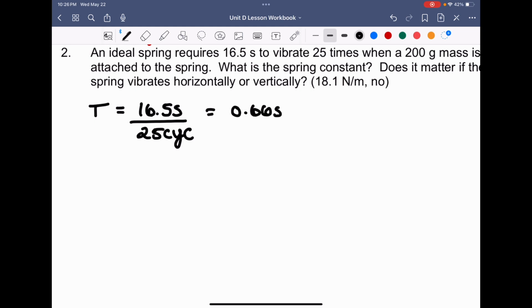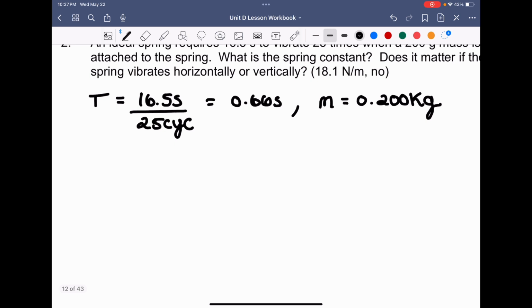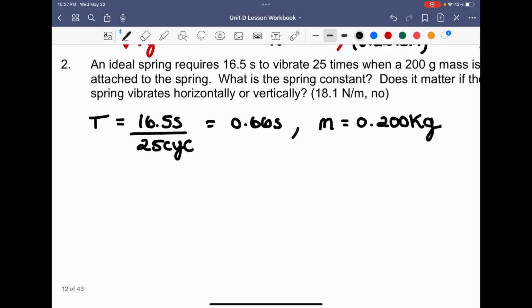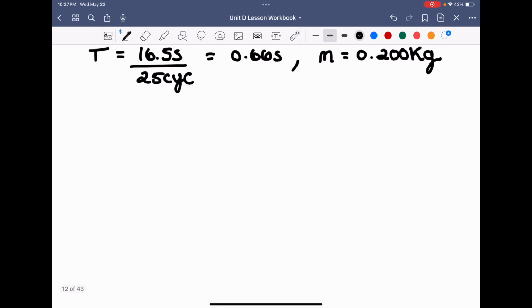And if this is equal to 0.66 seconds, the other thing we may want to change here is the mass into 0.200 kilograms. Again, we do that by dividing it by 1,000 because we don't want grams, we want the standardized units of kilograms. Okay, we have the period, and now what we're going to do is, because we're looking for the spring constant, we're going to use the period formula that has been provided in this lesson. And that is the following. T is equal to 2 pi multiplied by the square root of the mass divided by the spring constant.